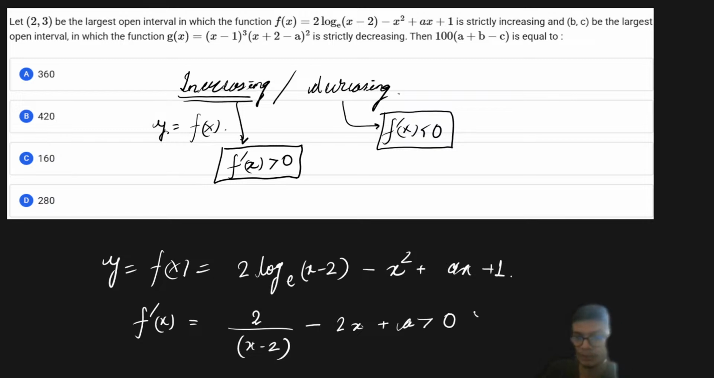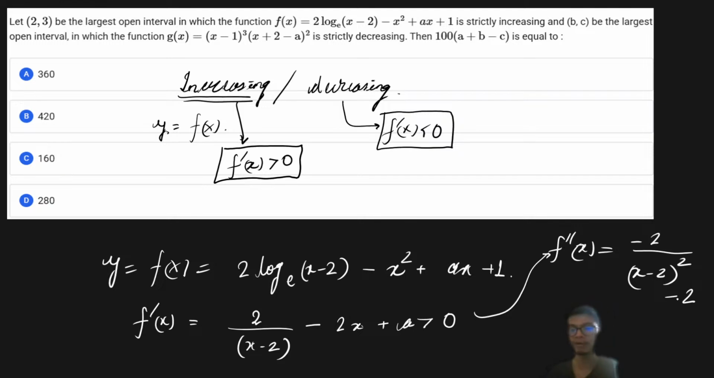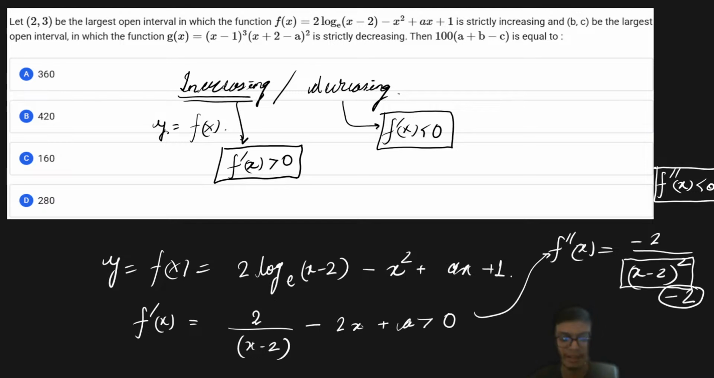Now interestingly, if we do the second derivative, the result is going to be minus 2 by x minus 2 whole square, minus 2. Now, what do you get from it? Square of any number is going to be positive, and minus of that will make it negative. There is also a minus over here. So we are going to get f double dash of x as negative.